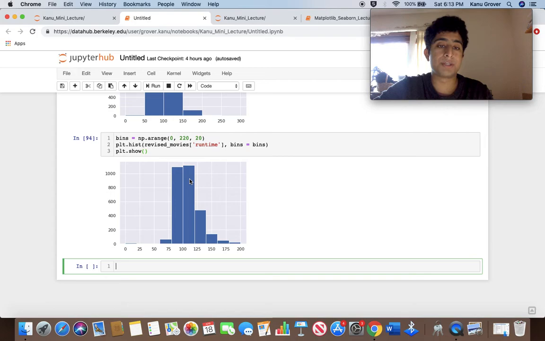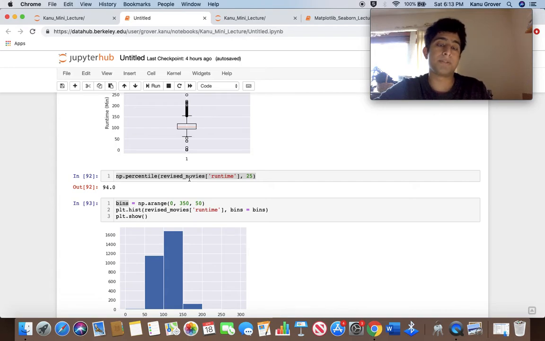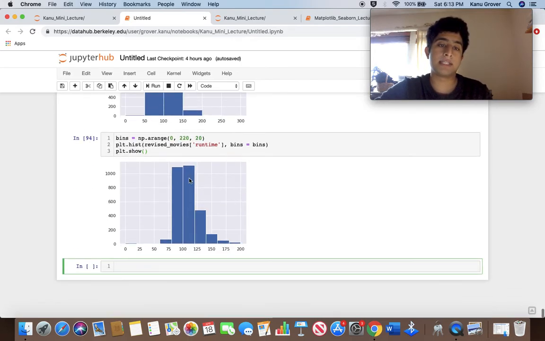So here we can definitely tell that our distribution of runtime is pretty skewed. So yeah, that's how we would draw a histogram in Matplotlib.